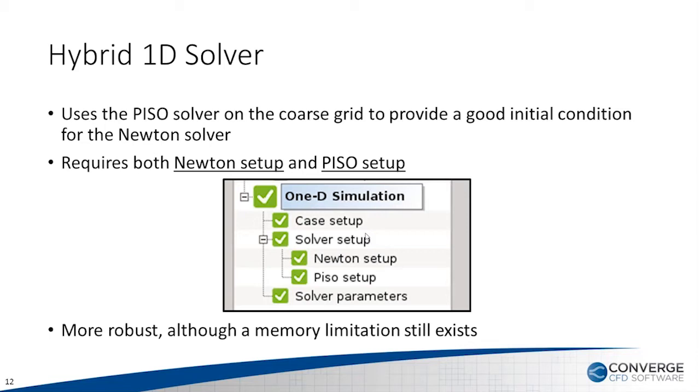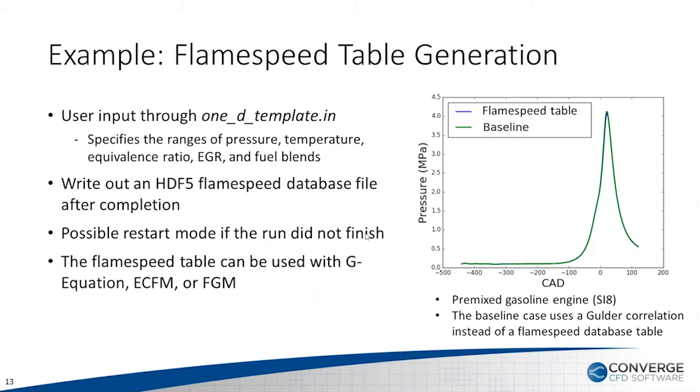However, there's one thing we need to keep in mind for this kind of hybrid solver: it still has a limitation on memory. Because for the last step we still run the Newton solver, we still require a memory size of about the square of the number of species times the number of points you have.